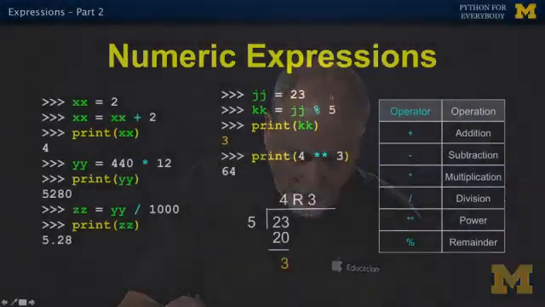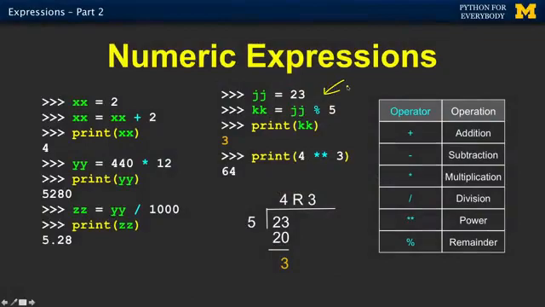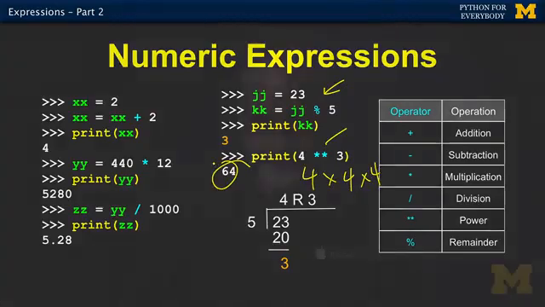There are other situations where you can do even and odd calculations, like is this an odd number or an even number: divide it by 2 and see what the remainder is. This whole notion of the modulo operator is really useful in some situations, and that's why we obsess about it a little bit. The power operator is like 4 times 4 times 4, which is 64. So those are the numeric expressions.